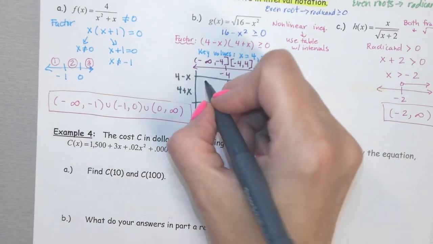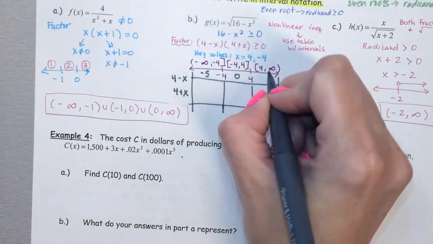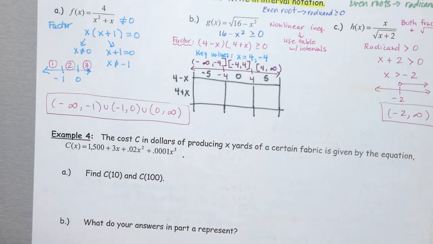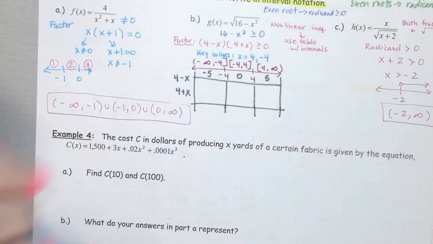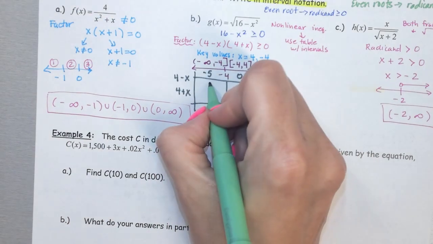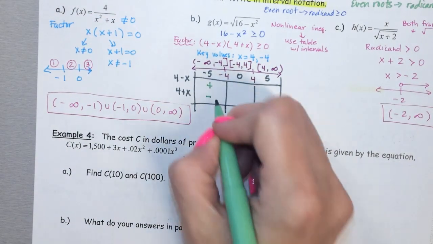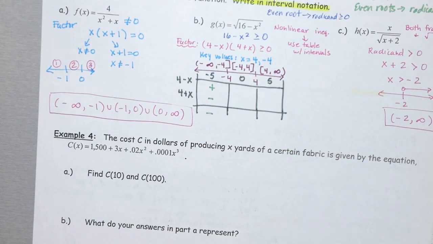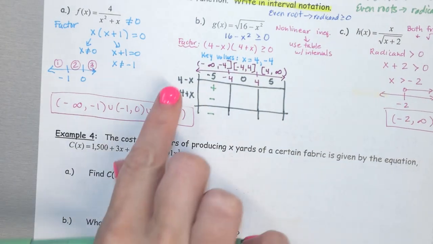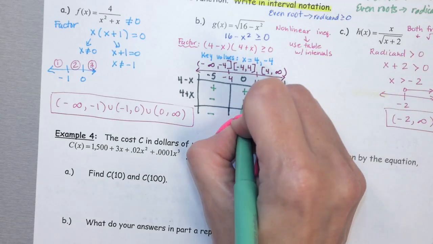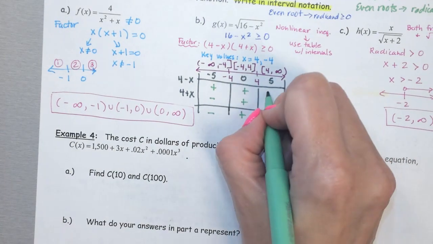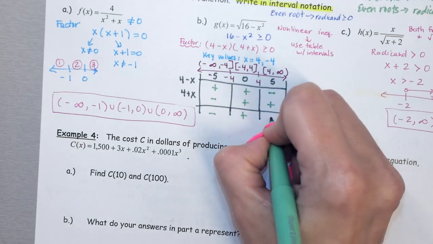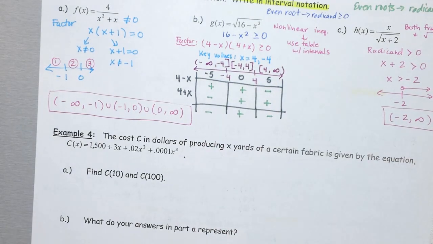Okay? So I chose negative 5, 0, and 5 for my test values. So if I plug in negative 5, minus a negative is plus, so this becomes positive. This is a negative. The product is negative. If I plug in 0, I get a positive and a positive. The product is positive. Here I get a negative and a positive, so the product is negative.